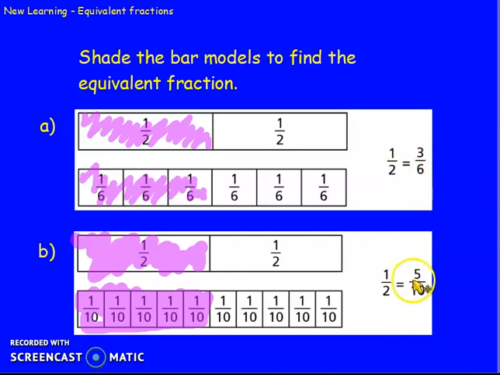Have you noticed a pattern with these numbers? What's the relationship? You might have noticed that 1 times 3 is 3 and 2 times 3 is 6. You might have noticed that 1 times 5 is 5 and 2 times 5 is 10. Because with equivalent fractions, we do the same operation to the numerator as we do the denominator. More on that a little bit later.